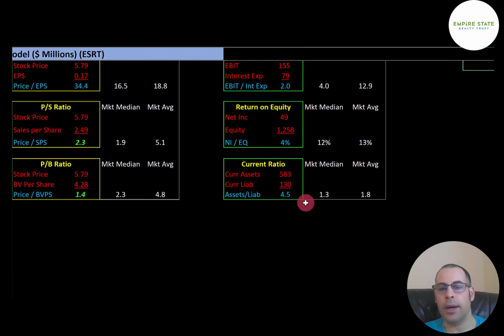Current ratio is really high. The median is 1.3, the average is 1.8. Current ratio is current assets over current liabilities. I like to see between 1.2 and 2. They're at 4.5, so they can definitely cover their current liabilities, but you generally don't need so many current assets on your balance sheet. If it's above 2.0, it indicates they may be operating inefficiently.